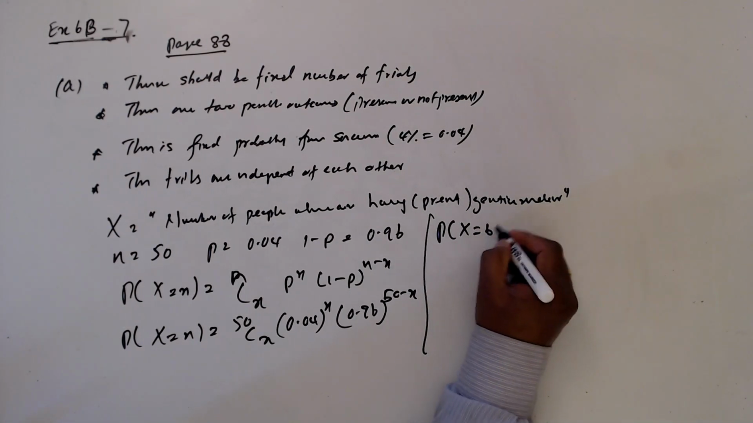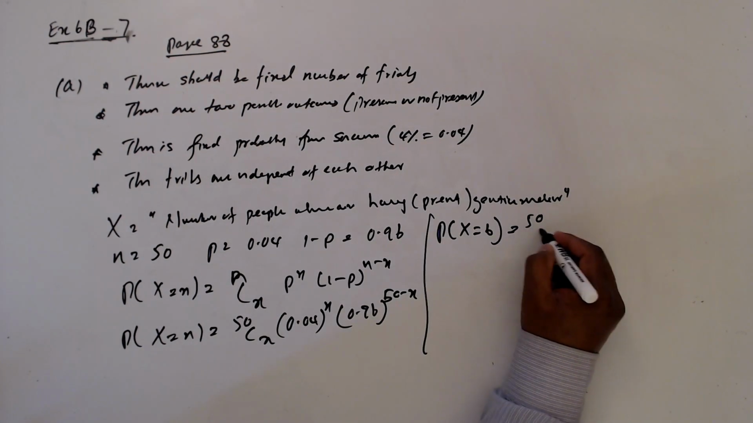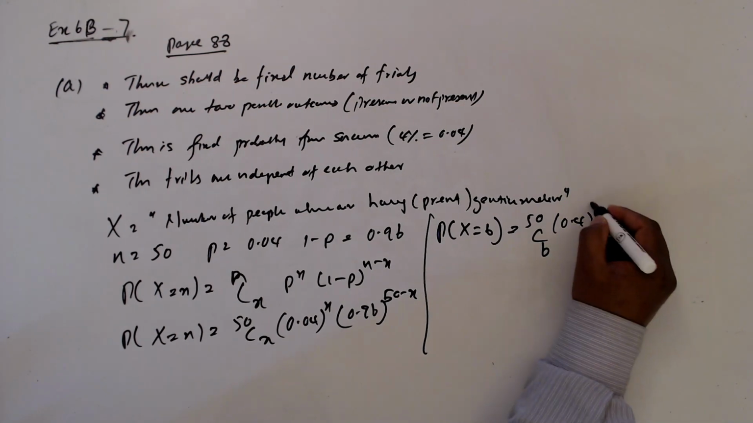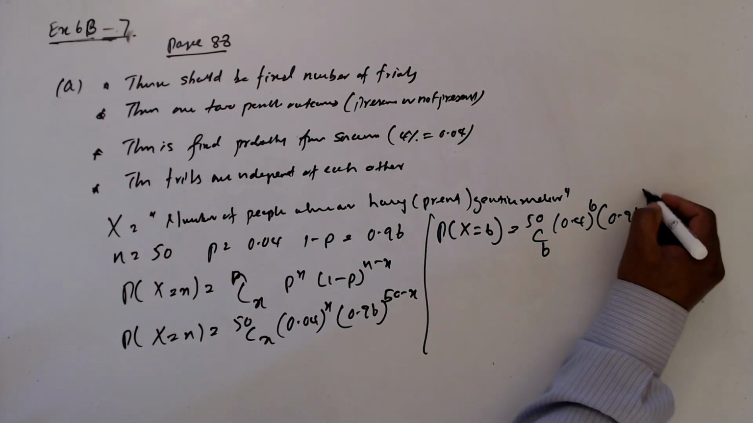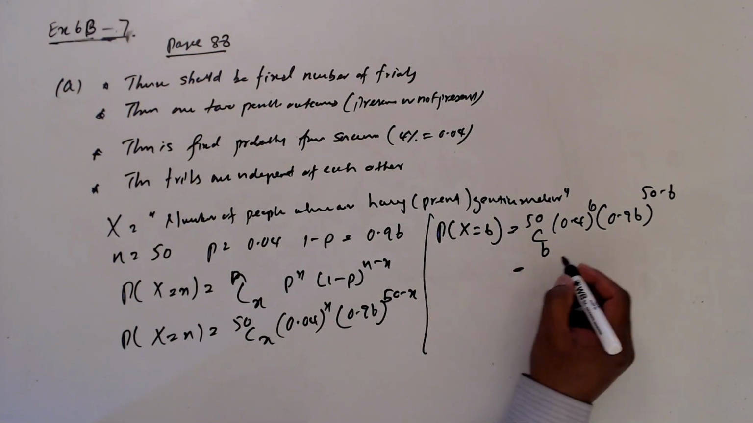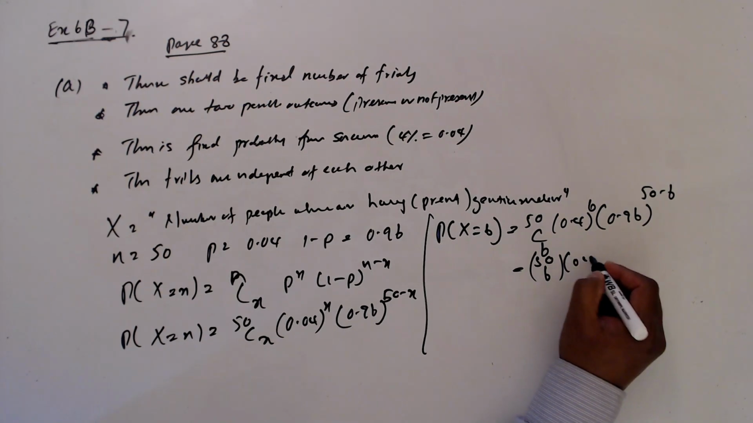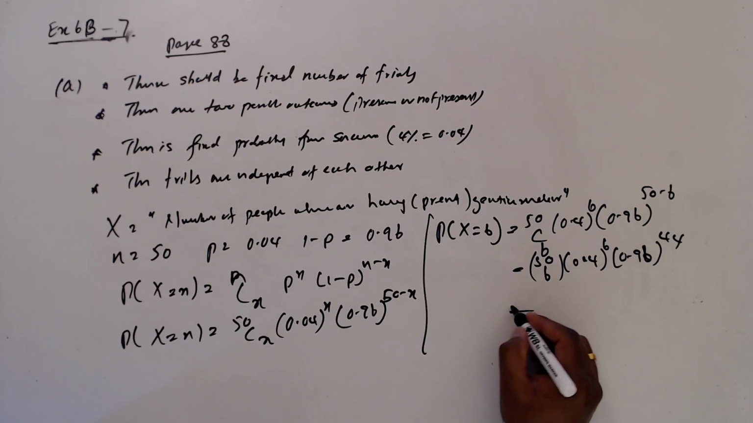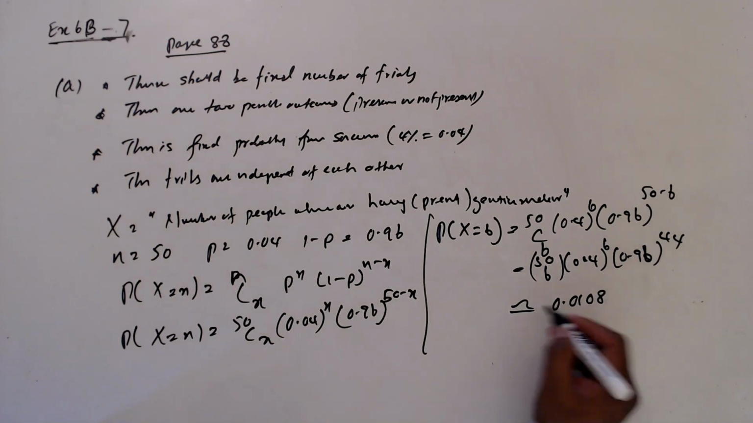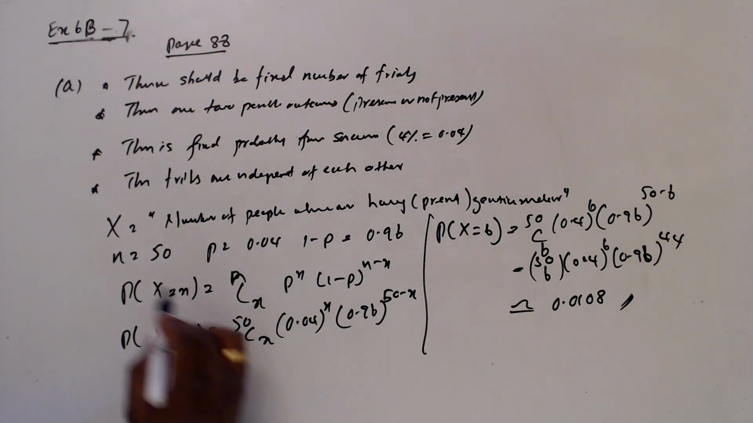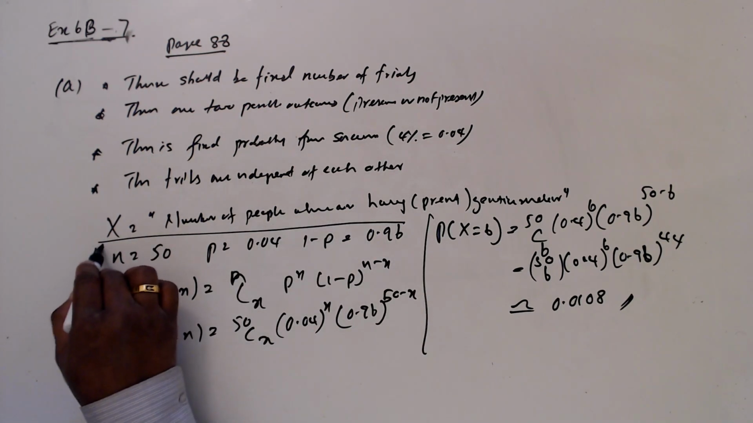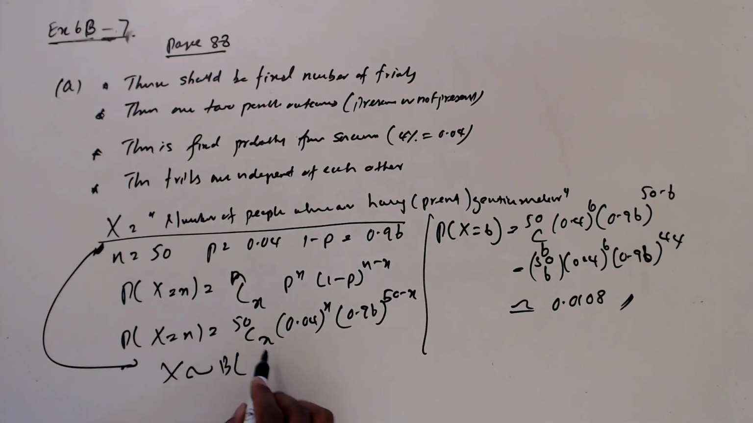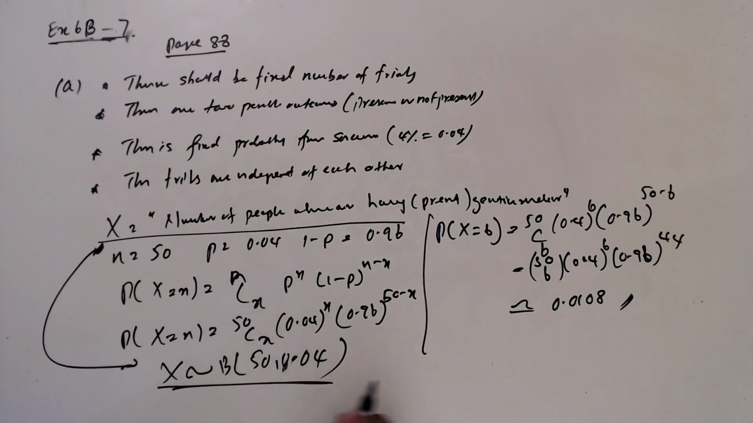Now the probability of X equals 6 is 50C6 times 0.04^6 times 0.96^(50-6), that is 0.96^44. This answer is 0.0108 approximately. One important thing I didn't write, the distribution. We have to write X follows Binomial(50, 0.04). This is a very important thing. You will get marked for this.